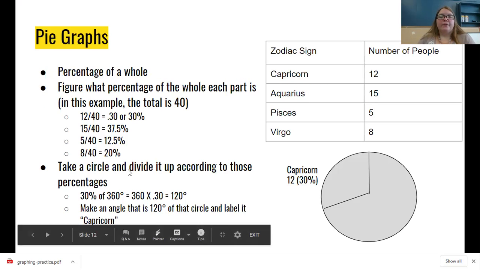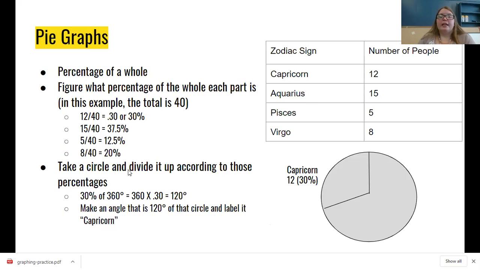So pie graphs. We're not going to focus a super lot of time on this just because they're not needed as often, but you do need to understand them a bit so you can read them. So a pie graph is going to show you a percentage of a whole. So first, to make one, you have to figure out what percentage of the whole each part is.